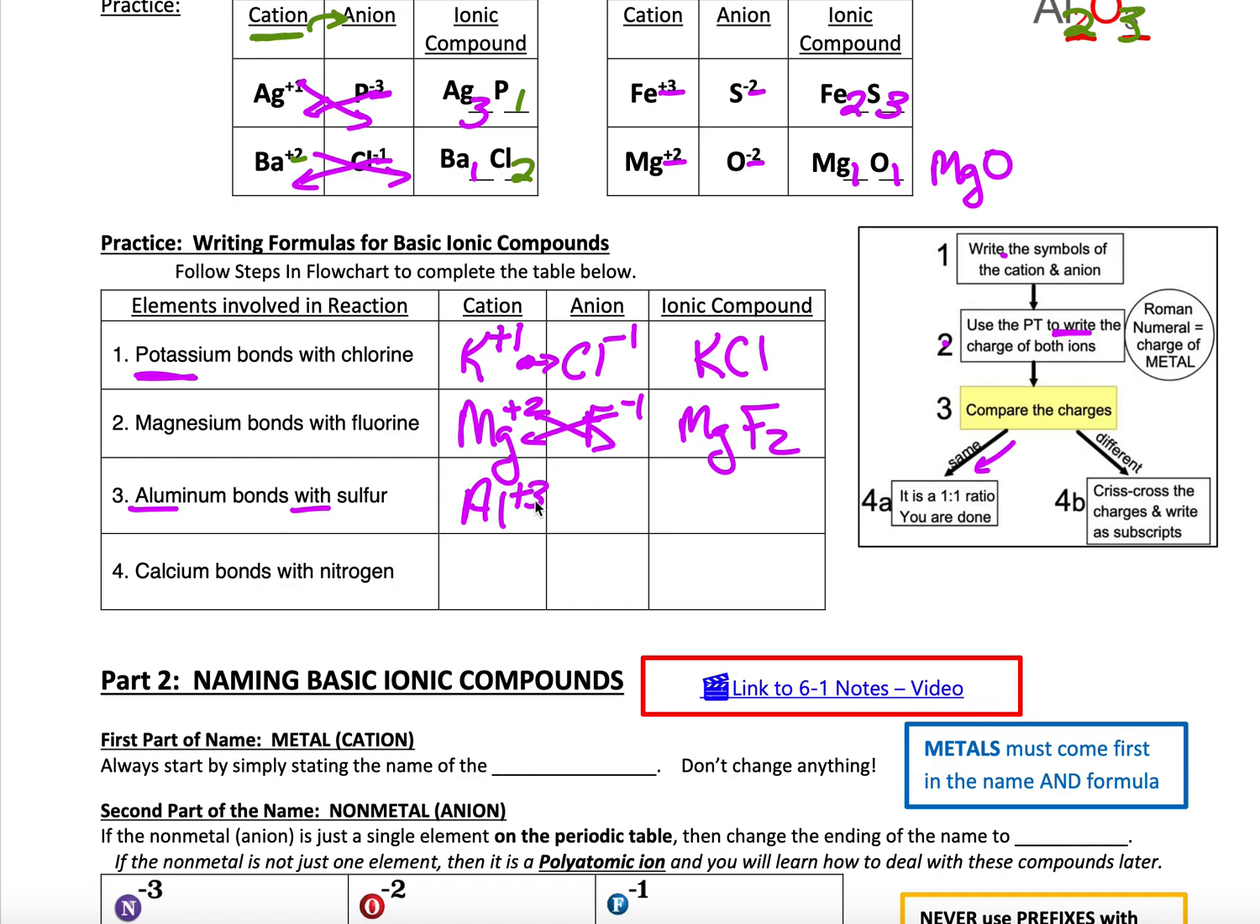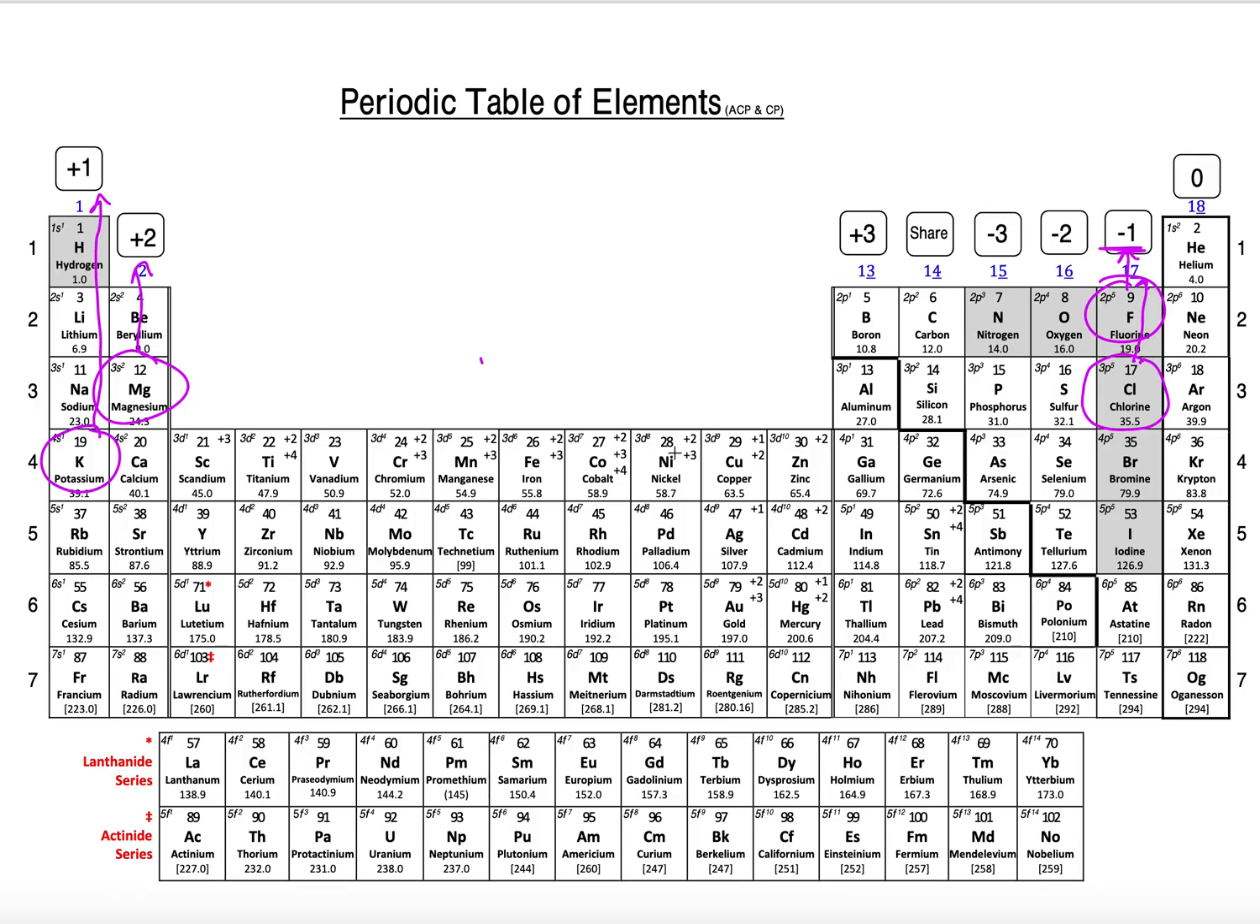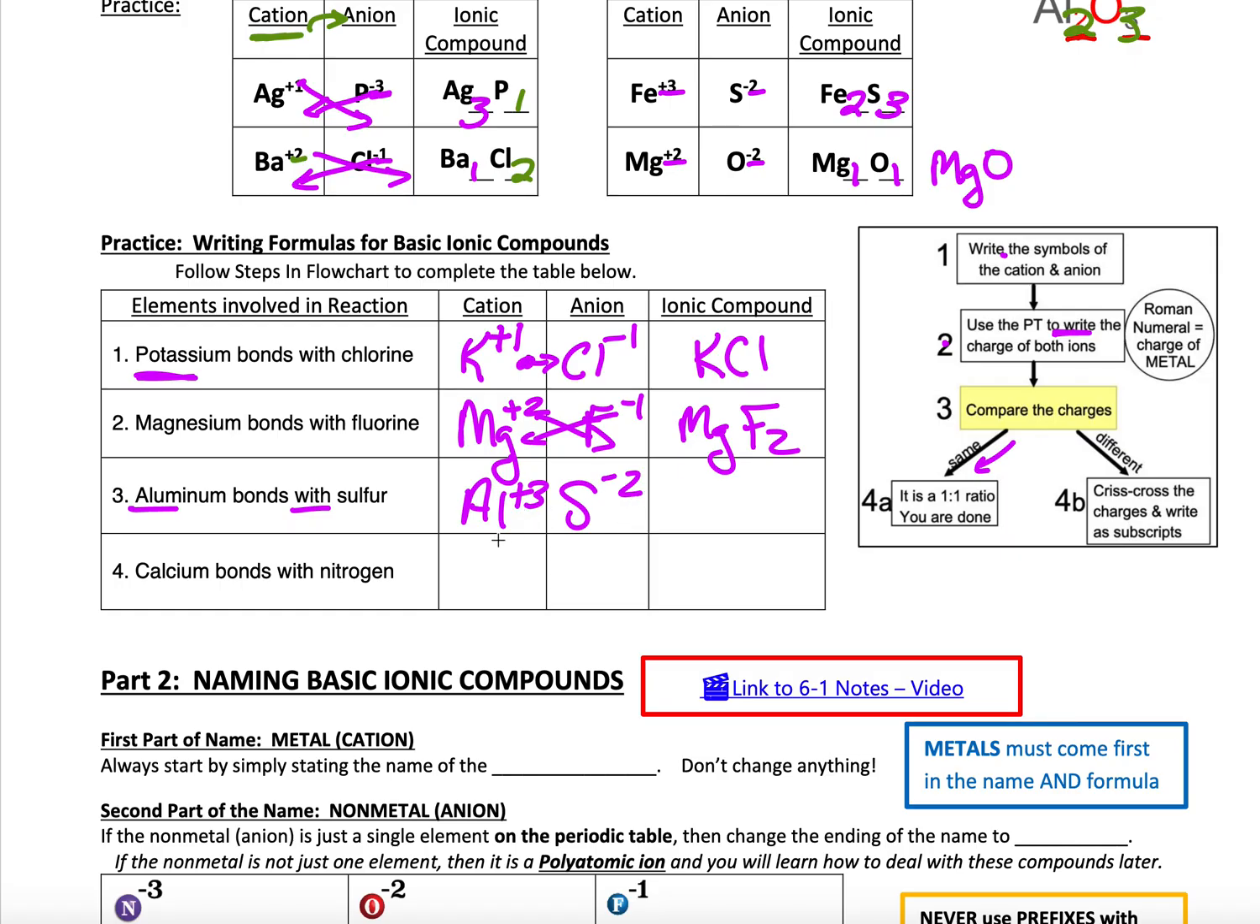Aluminum hooks up with sulfur. Aluminum, if you look on the periodic tables, +3. Sulfur's -2. My assumption is you know how to find these. Here's aluminum, look up, makes +3. Sulfur, look up, -2. Crisscross them, they're not the same. So we're going to do Al, take that 2, put it after it. Write the S, put that 3 after it.